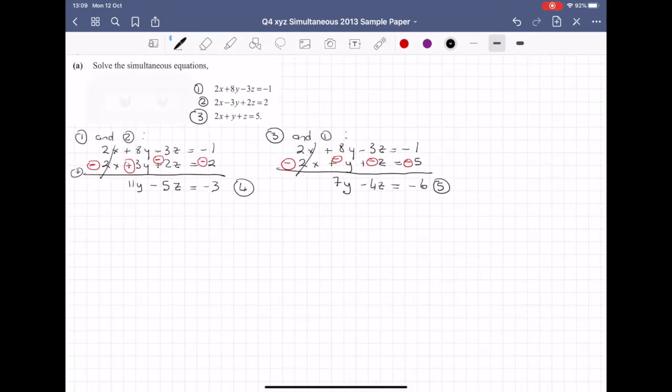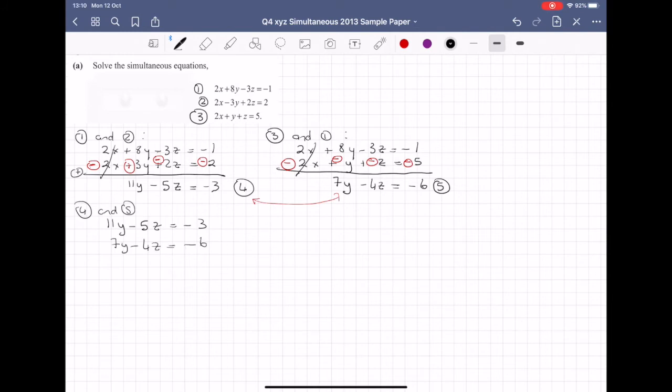So now what's the next step? Well, the next step now is I bring these two together. So this starts to resemble more like a Junior Cert one now, where it has two variables. This is 4 and 5 that I'm bringing together: 11y minus 5z equals minus 3, and 7y minus 4z being equal to minus 6.